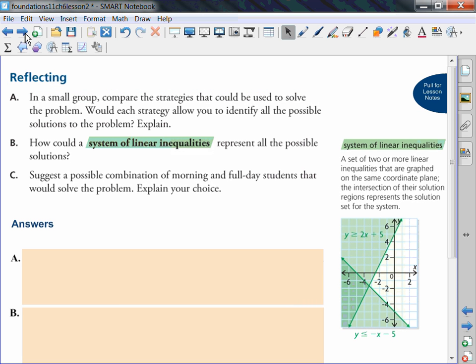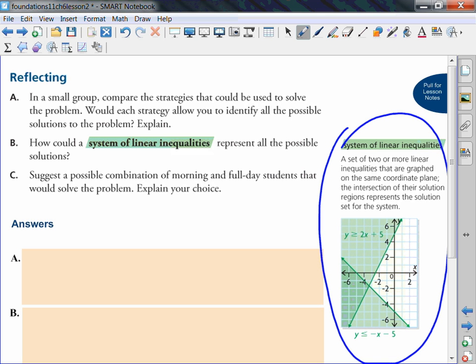There's some reflecting questions that you're going to have to talk about in a small group. Compare the strategies that can be used to solve the problem. And it says, how could a system of linear inequalities represent all the possible solutions and suggest a possible combination of morning and full day students that would solve the problems? Explain your choice.